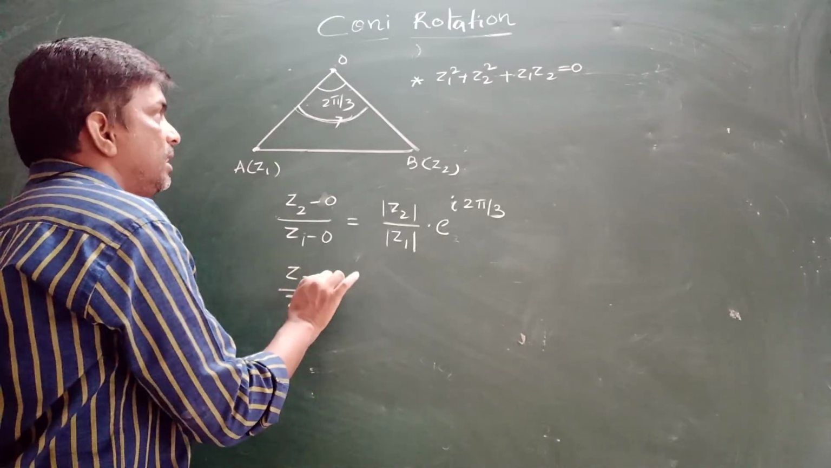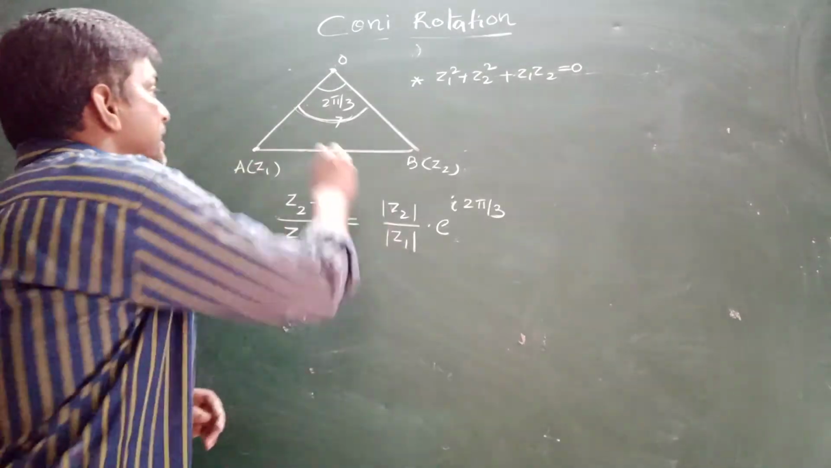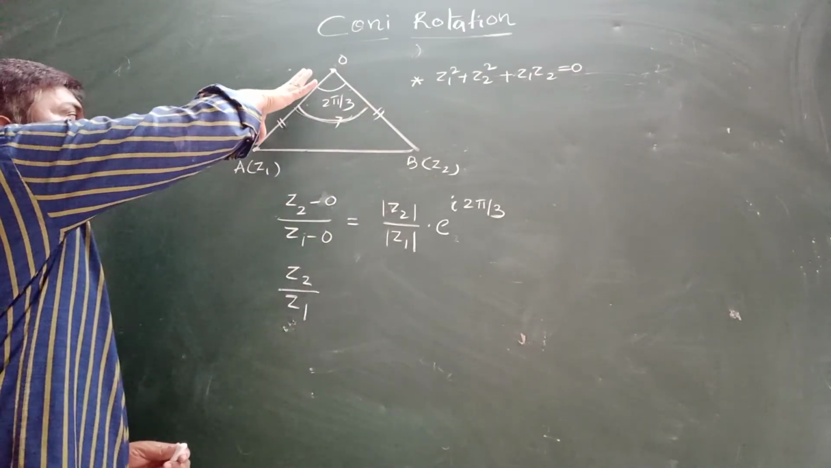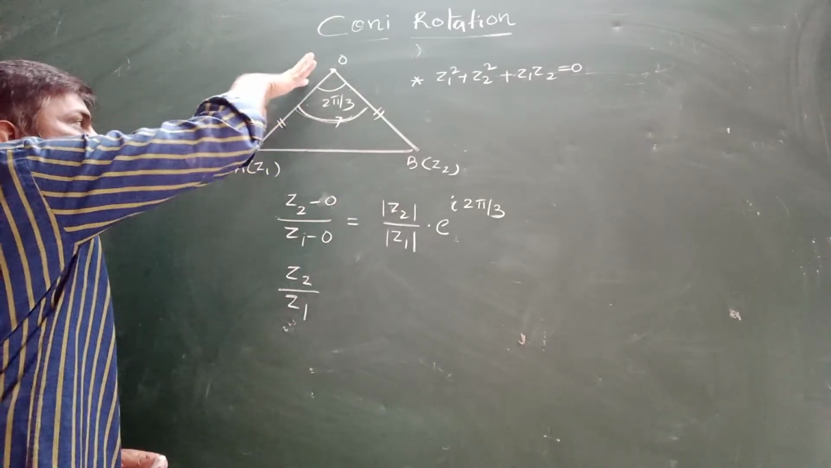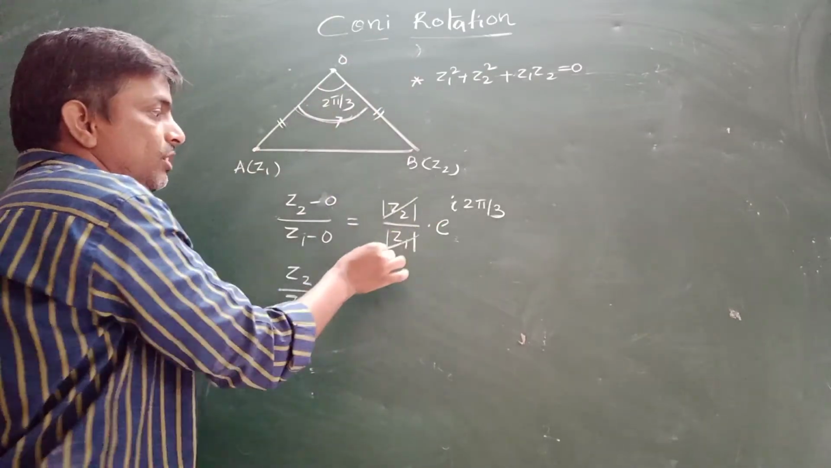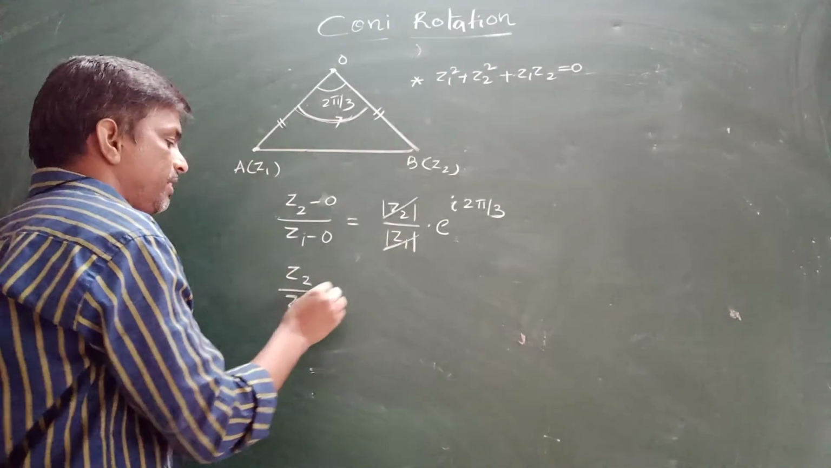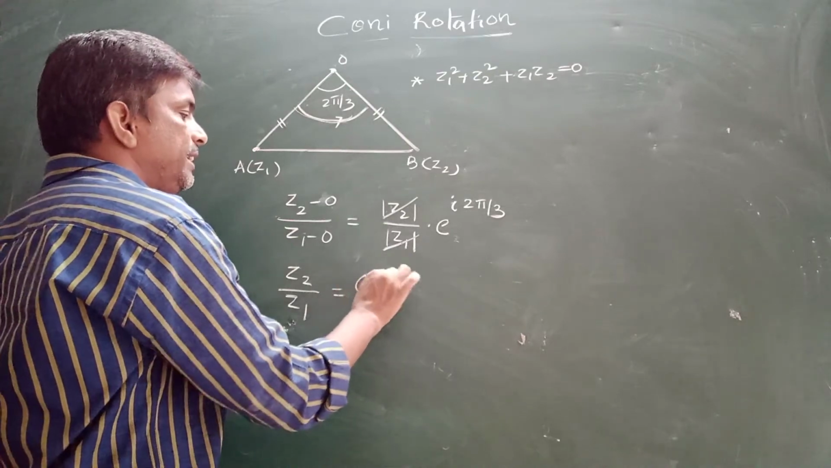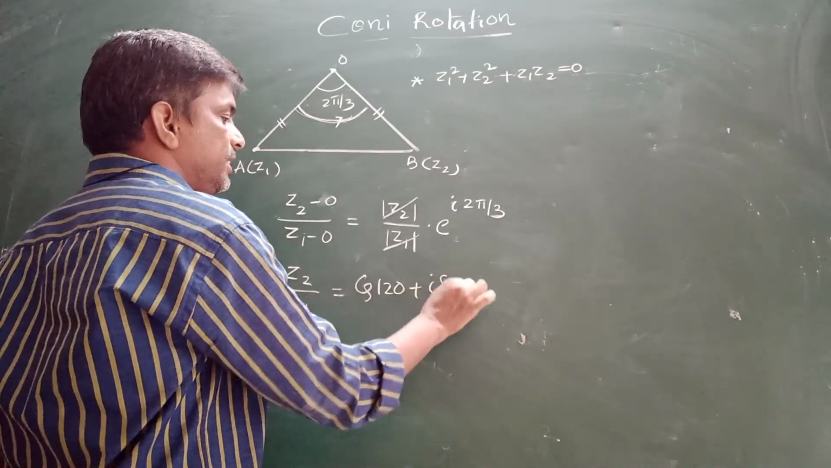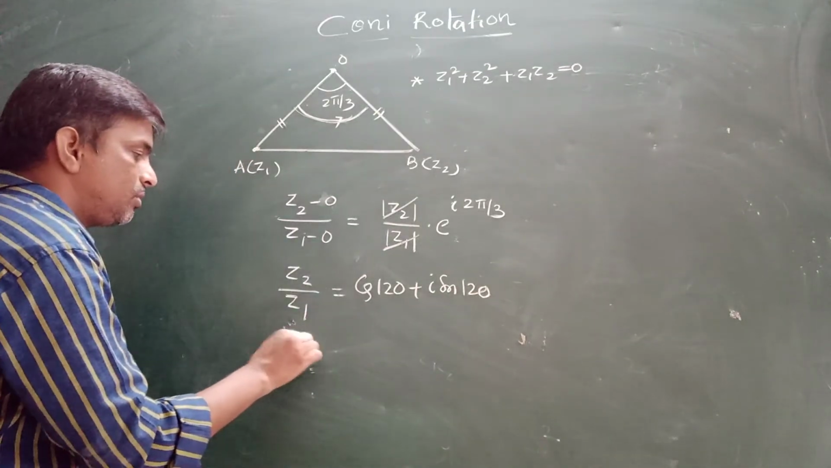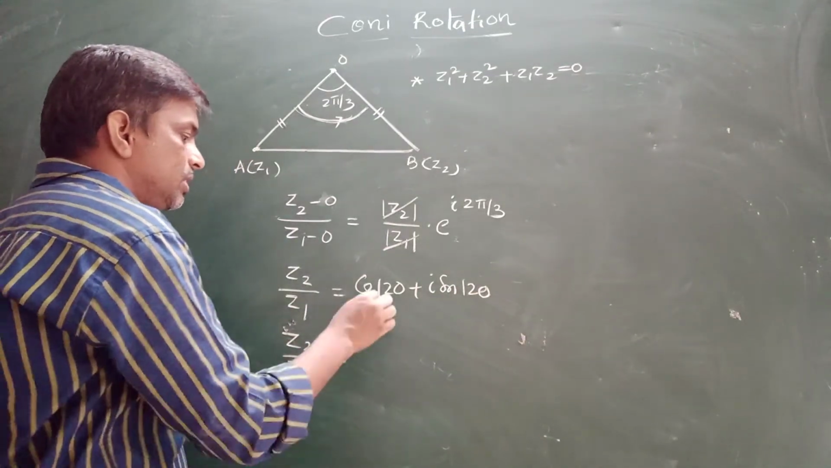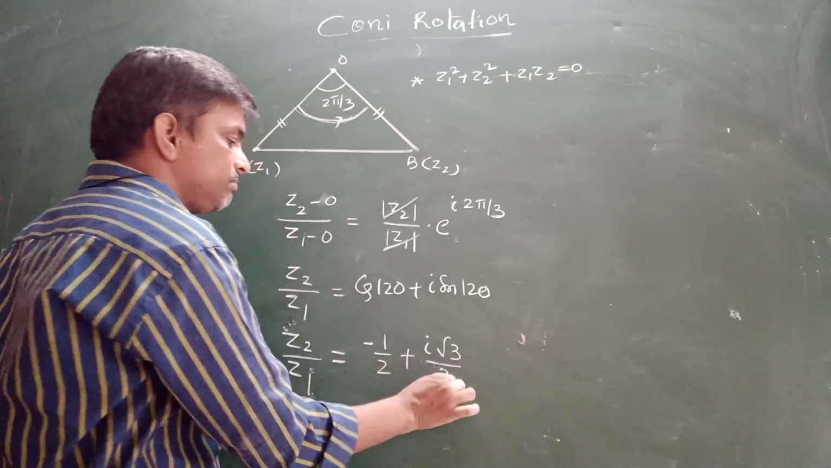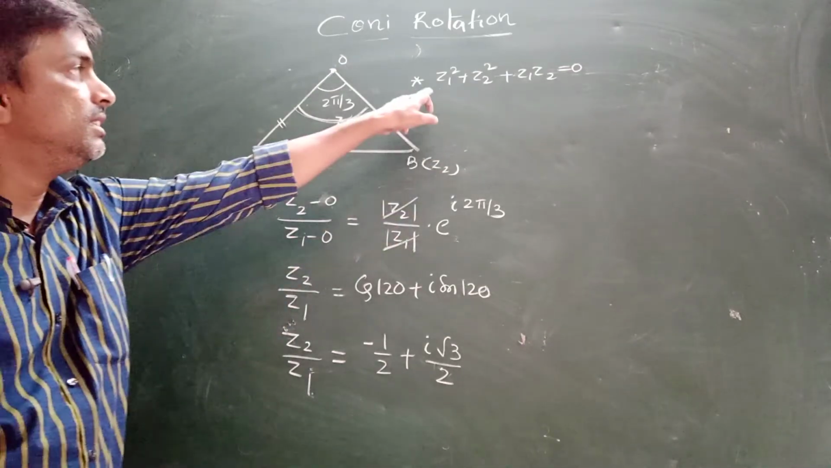This is Z2 upon Z1, and he's saying it is an isosceles triangle. This is the vertical angle, right? So this length and this length are equal. The moduli of Z1 and Z2 are the same, so these two are cancelled, being an isosceles triangle. So Z2 by Z1 is equal to e power iota 2 pi by 3, which is cos 120 plus iota sin 120. This is equal to minus 1 by 2 plus iota root 3 by 2.